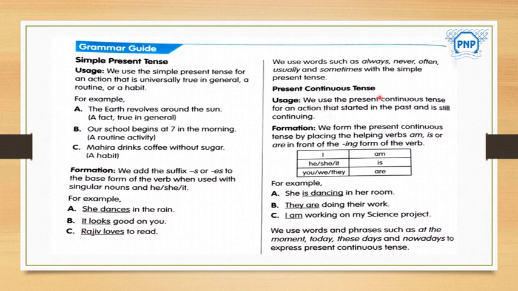Present continuous tense. Present continuous means something which is still going on or happening right now, not stopped. Like I'm writing a letter, I'm dancing, I'm speaking, I'm playing. So we use an ing verb here. We use the present continuous tense for an action that started in the past and is still continuing. We form the present continuous tense by placing the helping verbs am, is, are in front of the ing form of the verb.